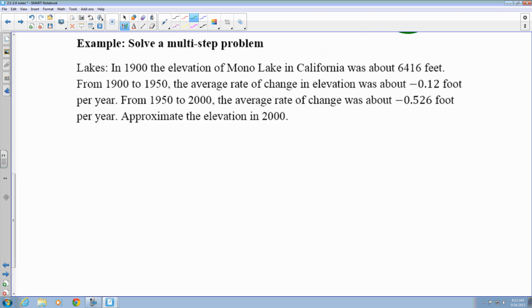Okay, in 1900, the elevation of Mono Lake in California was 6,416 feet. From 1900 to 1950, the average rate of change of elevation was about negative 12 hundredths foot per year. From 1950 to 2000, the average rate of change was about negative 526 thousandths foot per year. Approximate the elevation in 2000. So there's two different time periods here that we're concerned with.